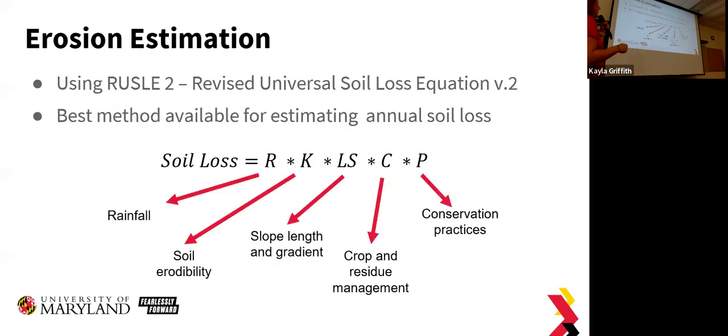I did want to talk about estimating erosion. So currently we're using RUSLE2, that's the Revised Universal Soil Loss Equation, version 2. This was the best method we had available for estimating annual soil loss. It's a computer program. You plug and chug all this information in, and it gives it to you. I'm not going to go through it, just in case you were curious what the equation is and what the different variables are that go into that.